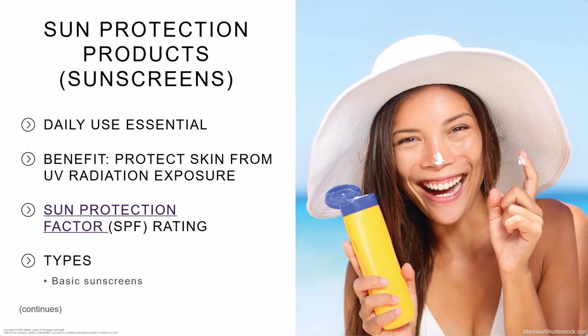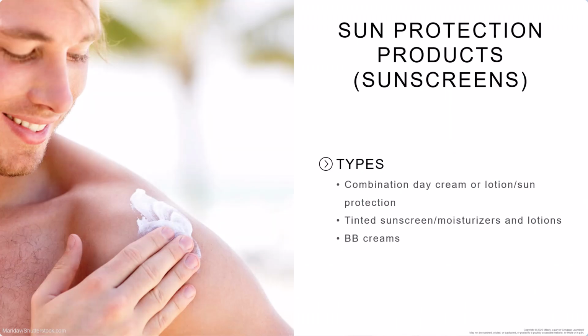And for the types, there's just some basic sunscreens, and those would include creams, lotions, oils, and sprays that provide only the specified UV protection and are applied as the final step in any skincare routine. There's also a combination of day cream and lotion with sun protection. These would be more popular because they are easy to use and multi-purpose. And they provide the benefits of a day cream or lotion with a built-in sunscreen or SPF, and they can include other performance ingredients. So they can also be oil-free or richer in consistency and formulated for different skin types.